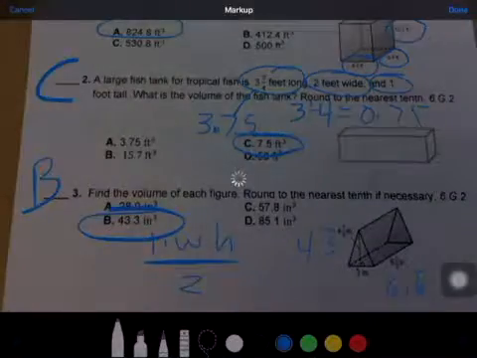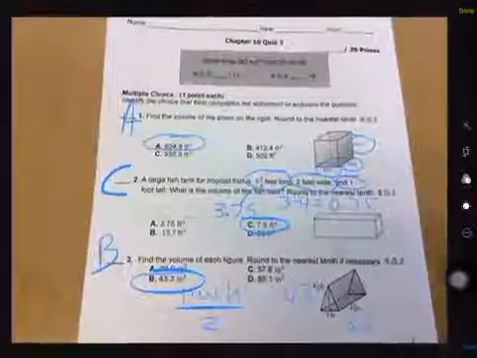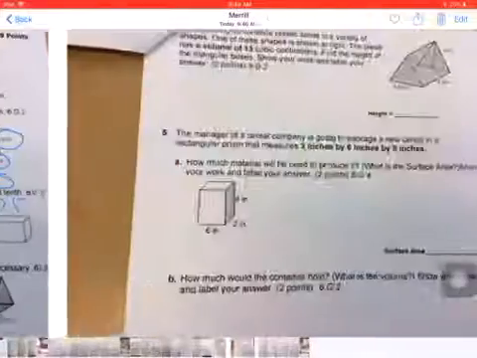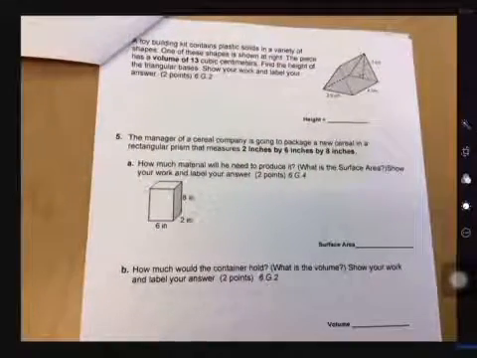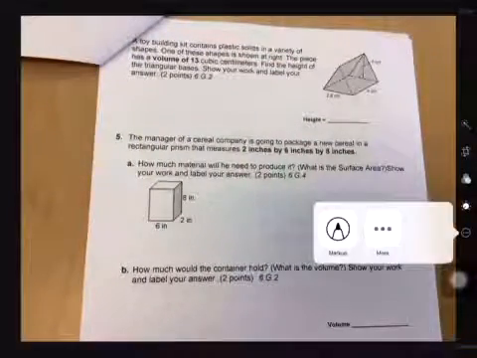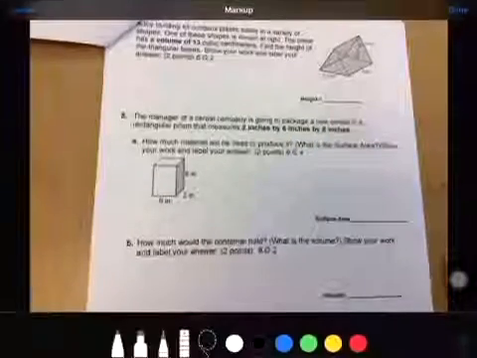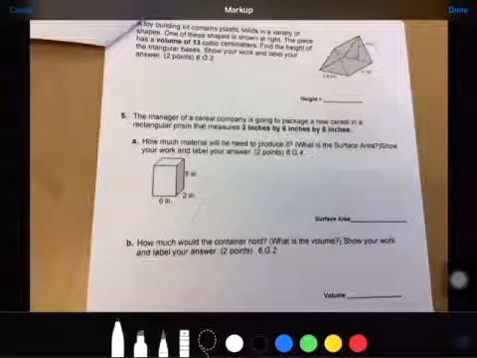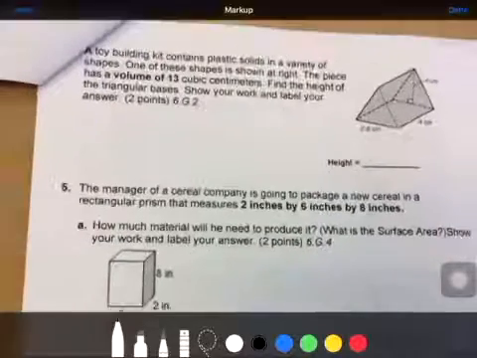Alright, let's move on to the next page. Sorry, kind of slow at this. It's for number 4. This is where you have to find the missing dimension.